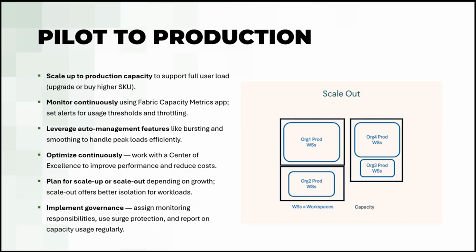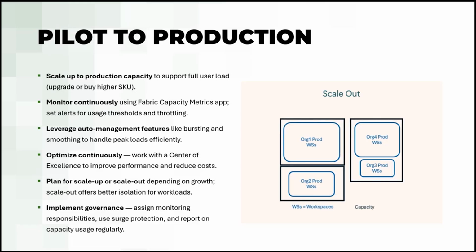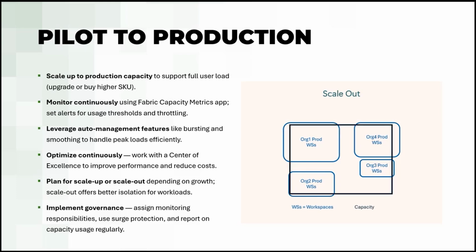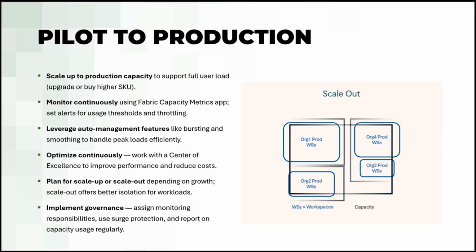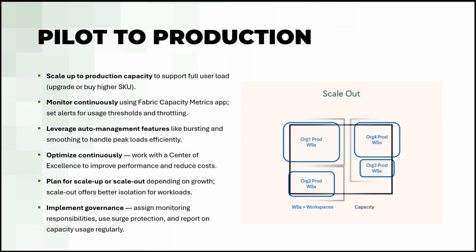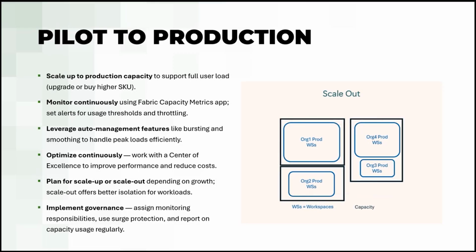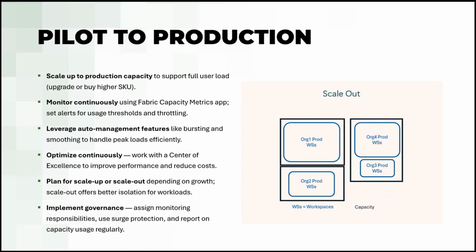The next, we want to move to production. And we want to scale up to production capacity. So we know what we need, and then we'll apply the correct capacity for it. Monitoring continuously in that capacity metrics. Just make it a routine that you go in there once a day, at least, to see exactly what's going on. Leverage auto monitoring features like smoothing. If you can use those efficiently, well done. Hopefully you can. And it will give you detail load throughout the day.